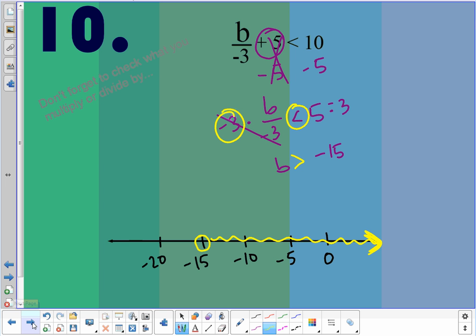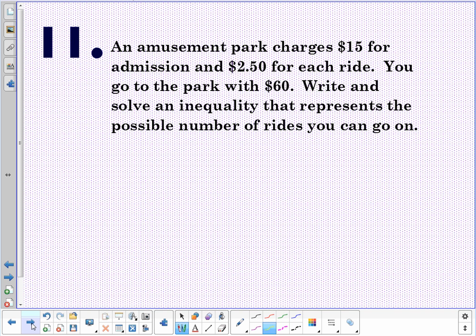All right, 3 word problems and then we are all set for today. Number 11, 250 for each ride. You go to the park with 60 bucks, write and solve an inequality that represents the possible number of rides you can go on. So, first thing I always have to do is label a variable. Figure out what it is I'm trying to find. So I'm trying to find the possible number of rides. That means R is going to be my number of rides.